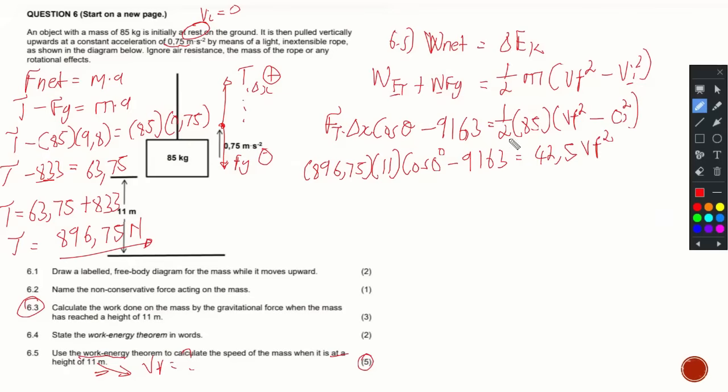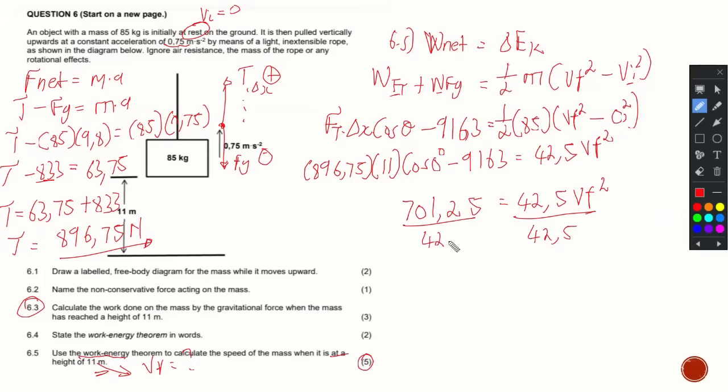Now, we simply just need to punch all of this into our calculator. We have 896.75 bracket 11 and then cos 0, and then minus the 9,163. So all of that is going to give us 701.25, which is equal to 42.5 Vf squared. Now let's divide both sides by 42.5.